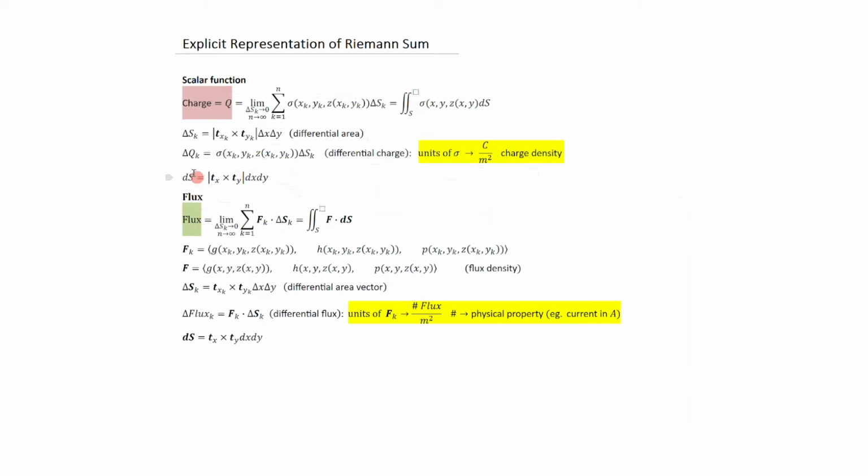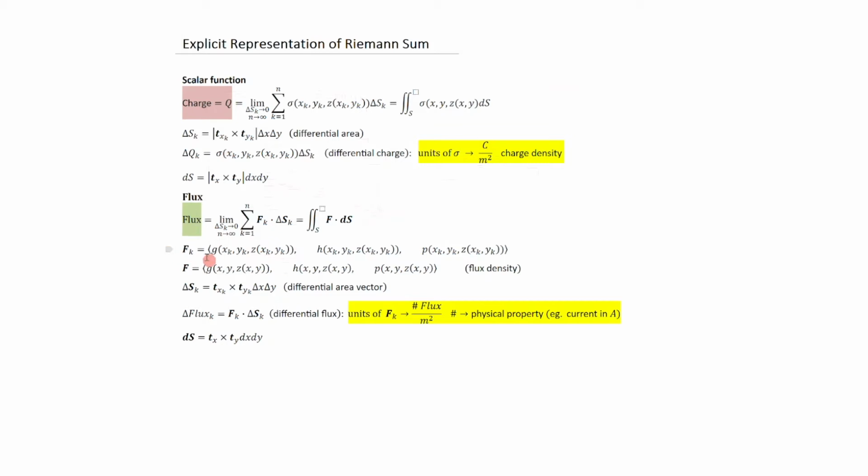In the limit, delta becomes d. So this dS is the magnitude of t subscript x cross t subscript y dx dy. In the case of flux, we're taking the dot product between the vector field at a given location and the differential area at that location, and you're summing over all differential surface patches. And in the limit, you end up with the total flux in this double integral.